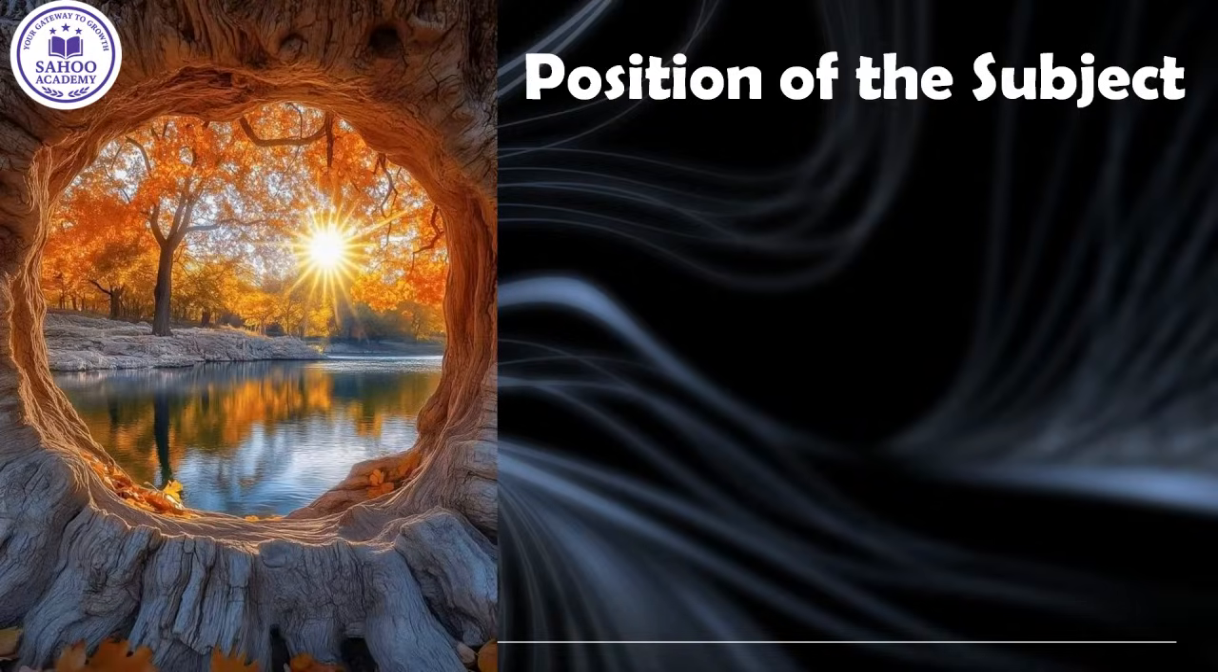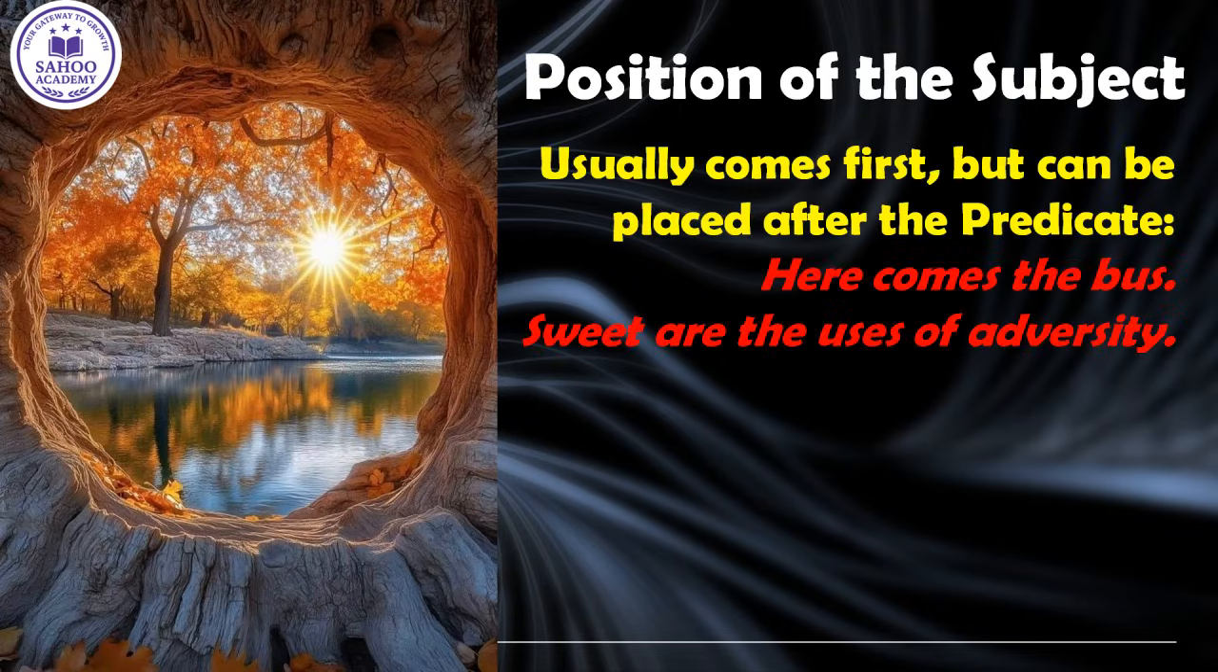Okay. Now let's move on. This slide is about the position of the subject. We have already seen that every sentence has a subject and a predicate. Now let's talk about where the subject usually appears. In most sentences, the subject comes first, followed by the predicate. But English is flexible and sometimes the subject can come after the predicate also.